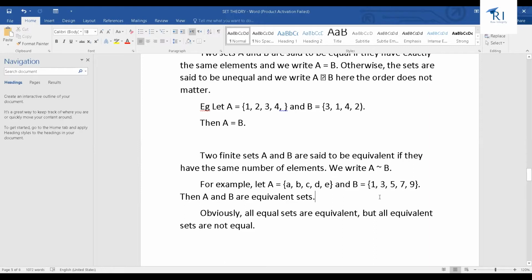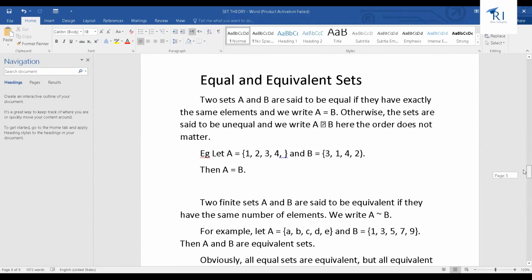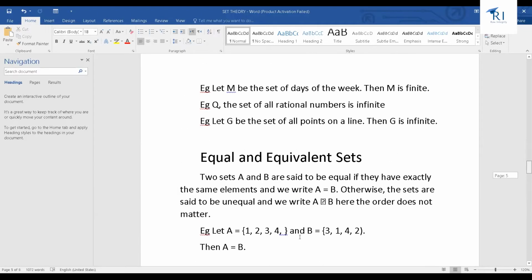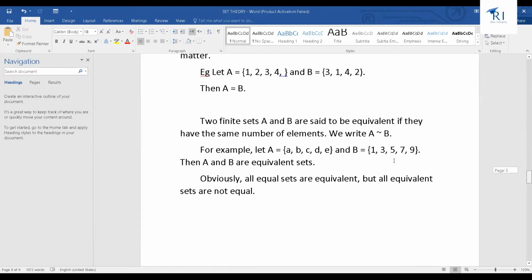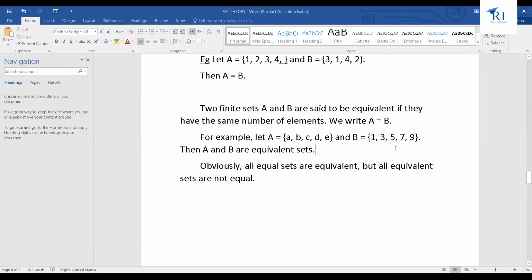Order doesn't matter here, nor whether the elements are similar or not. We need only the cardinality number of the elements. Then they are equivalent. When we say it's equal, it means the same elements should be present. But for equivalent, it's only the number of the elements that matters. The order doesn't matter, whether they're the same or not doesn't matter. Only the cardinality number matters here. Got it?